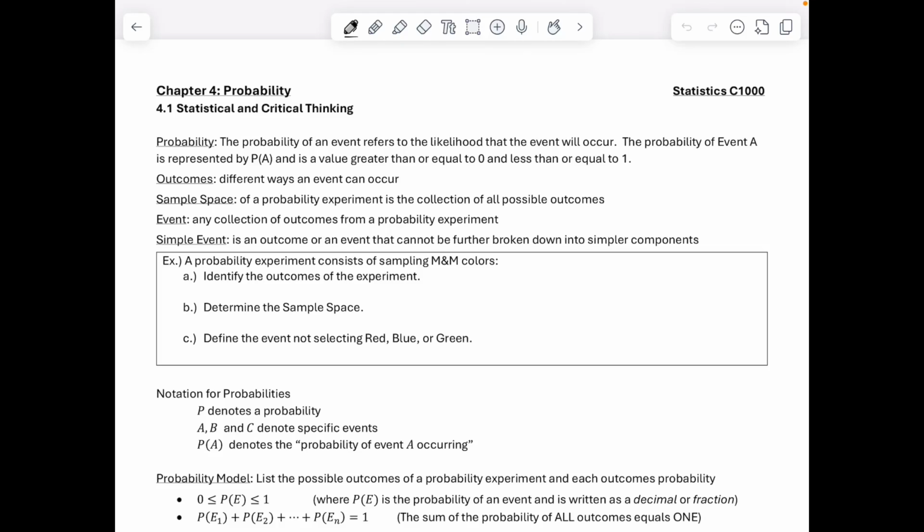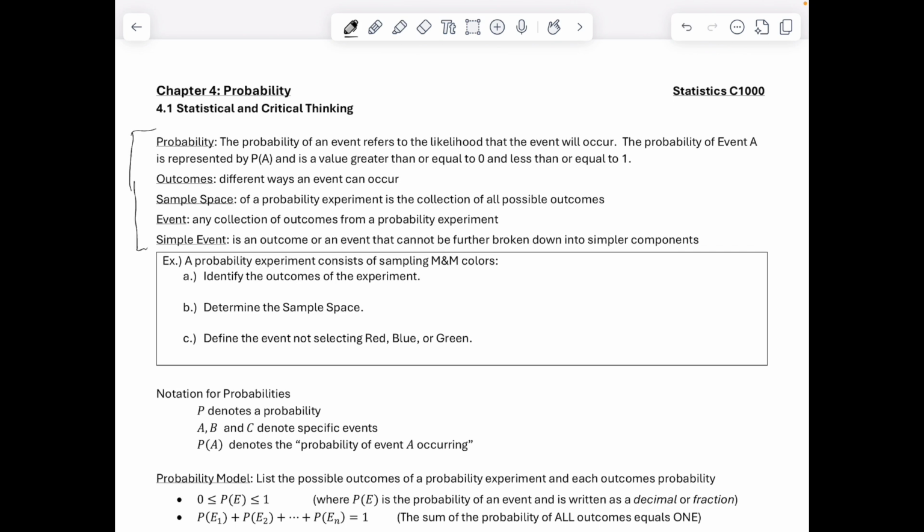Chapter 4 is probability, and many students find this chapter to be one of the more difficult chapters out of the whole entire book. So section 4.1 is statistical and critical thinking. The first thing that we have is a few different vocab words.